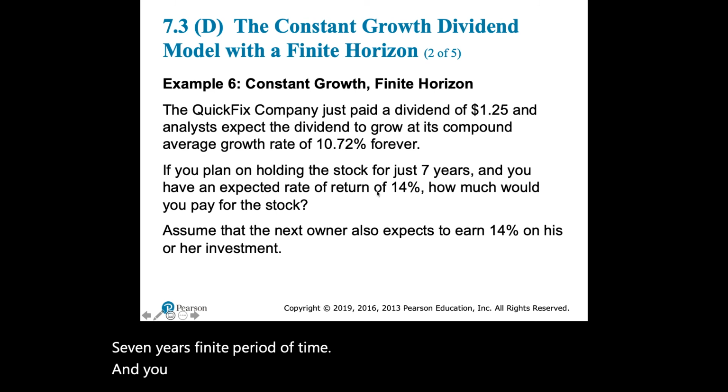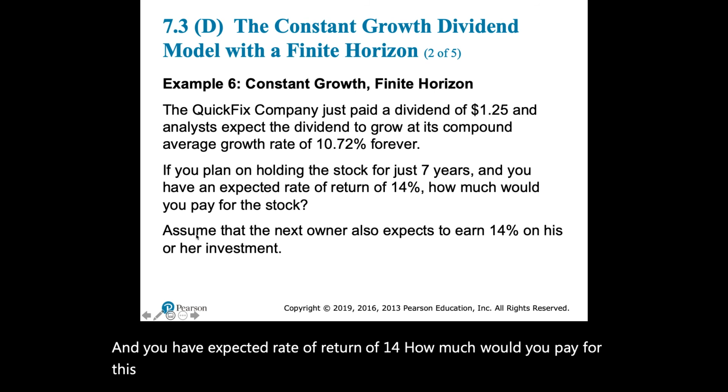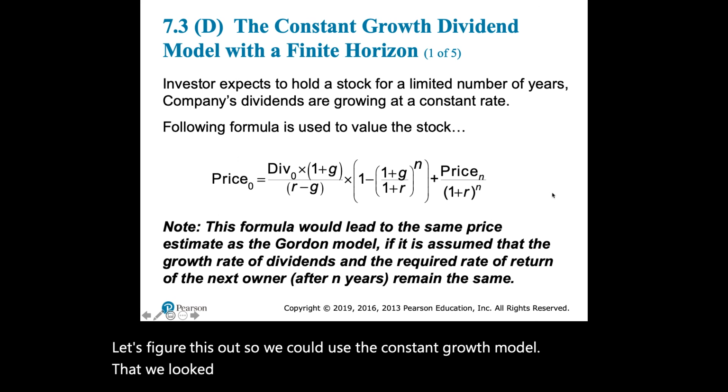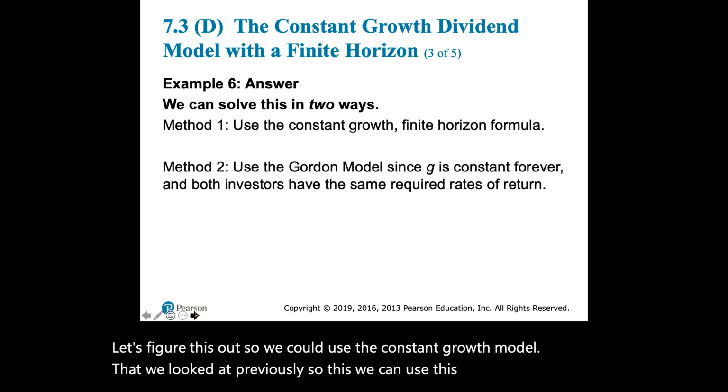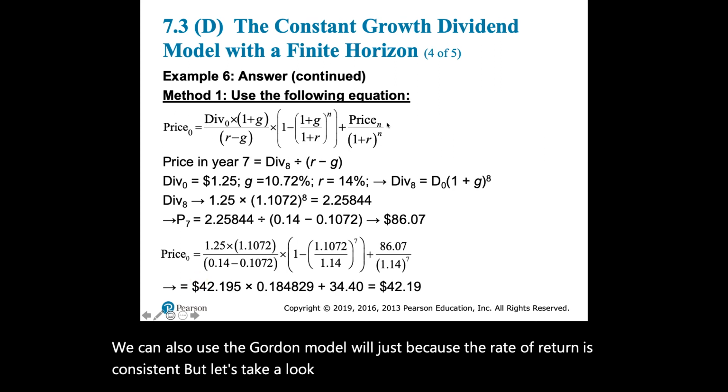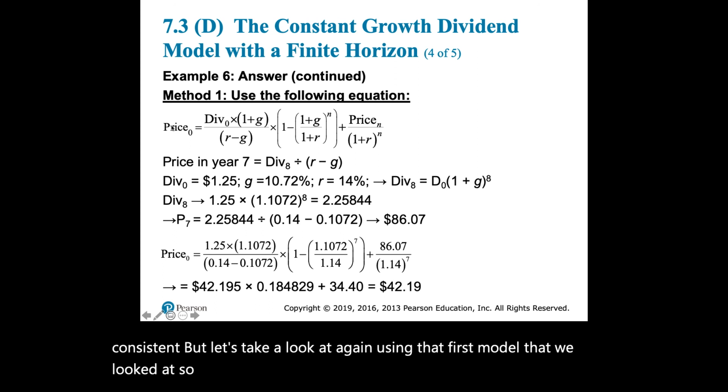Now, let's figure this out. So we could use the constant growth model that we looked at previously. So we can use this formula, okay? We can also use the Gordon model, just because the rate of return is consistent, okay? But let's take a look at, again, using that first model that we looked at. Okay, so that's the constant growth dividend model with finite horizon. So again, we are ultimately trying to figure out these 3 components in this case. Okay, so first is figuring out the value of that dividend.